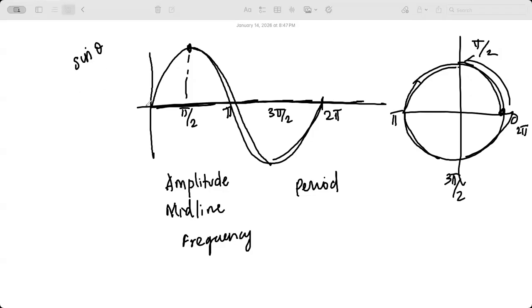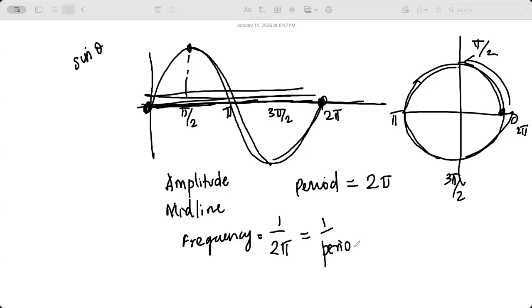Period is when it starts at 0 and again reaches 0. So this is one period, which we have already discussed. In this case the period is 2 pi. What is frequency? The number of cycles the graph repeats in 1 radian. Here it is 1 by 2 pi. Always it is equal to 1 by the period.